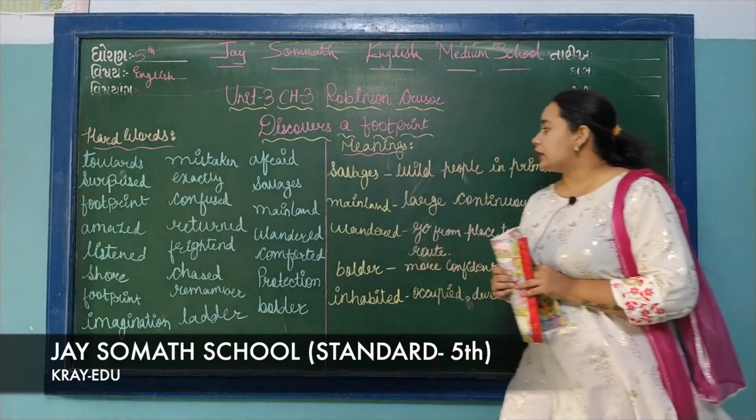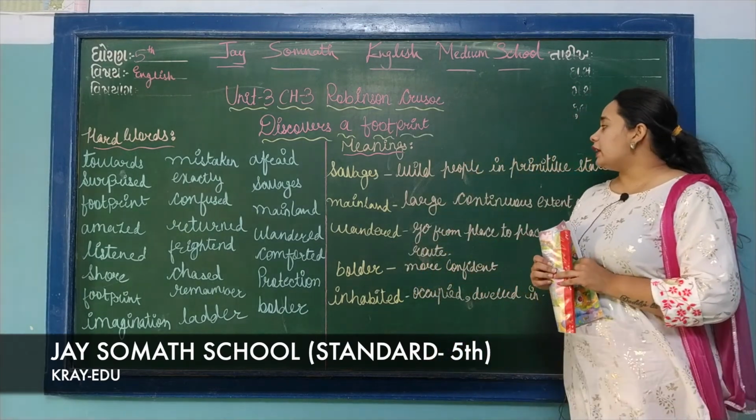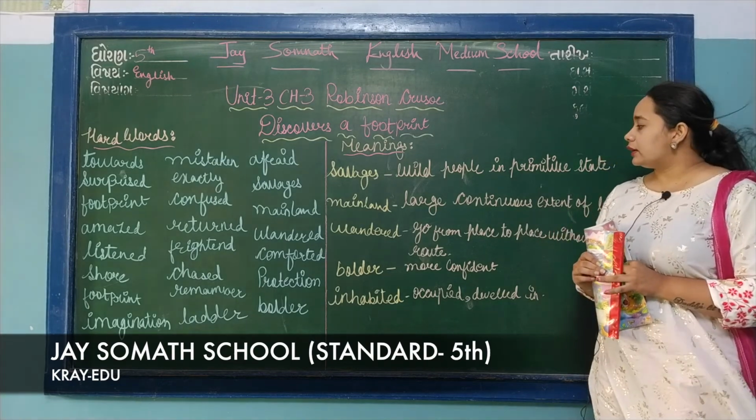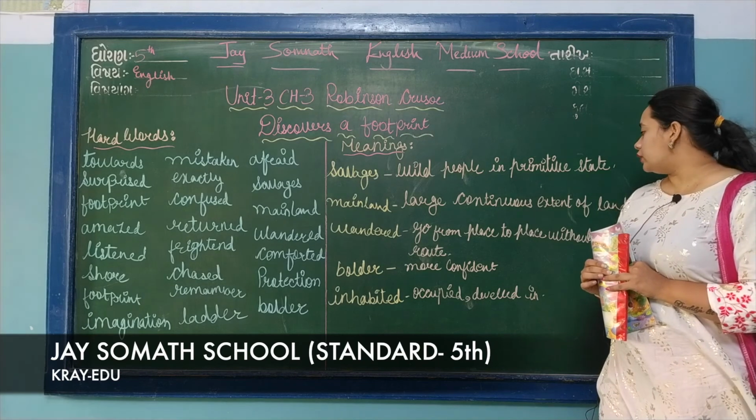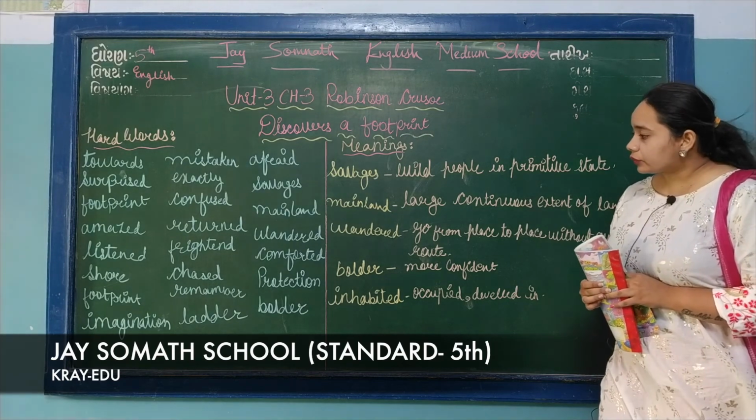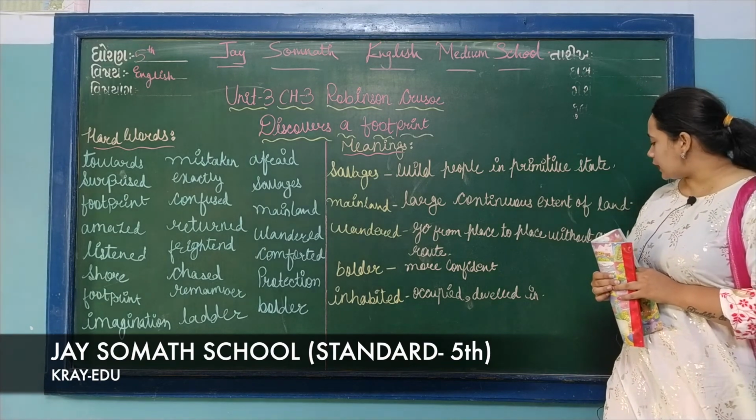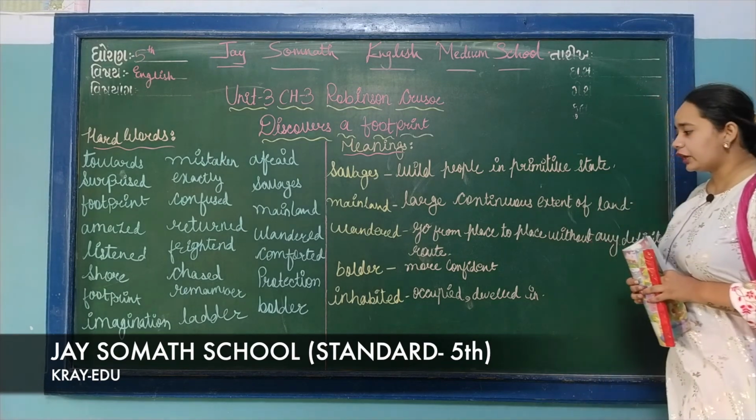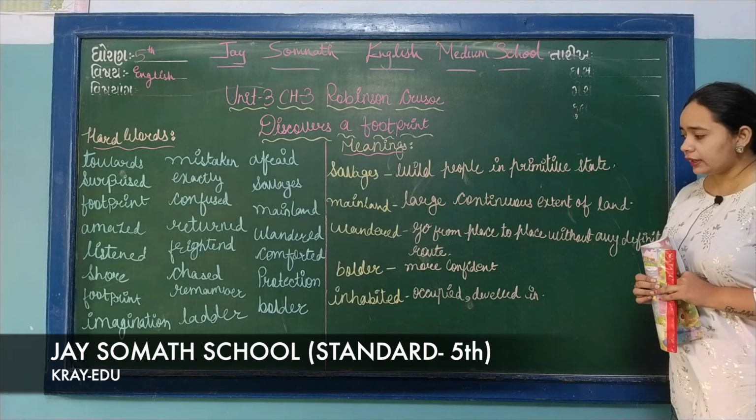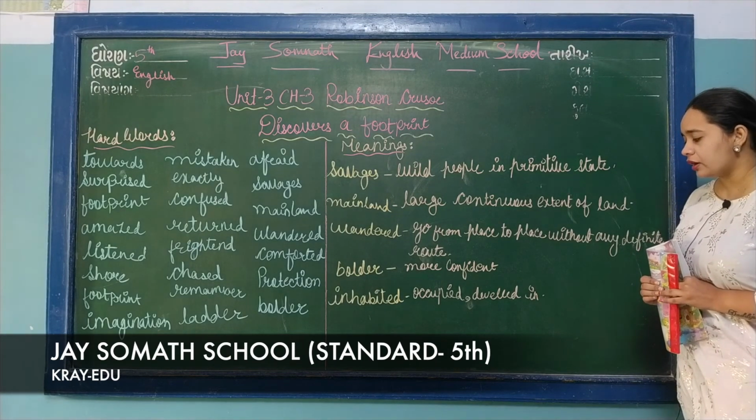Next is meaning. Savages: wild people in a primitive state. Mainland: large and continuous extent of land. Wandered: go from place to place without any definite route. Boulder: more confident. Inhabited: occupied or dwelled in.